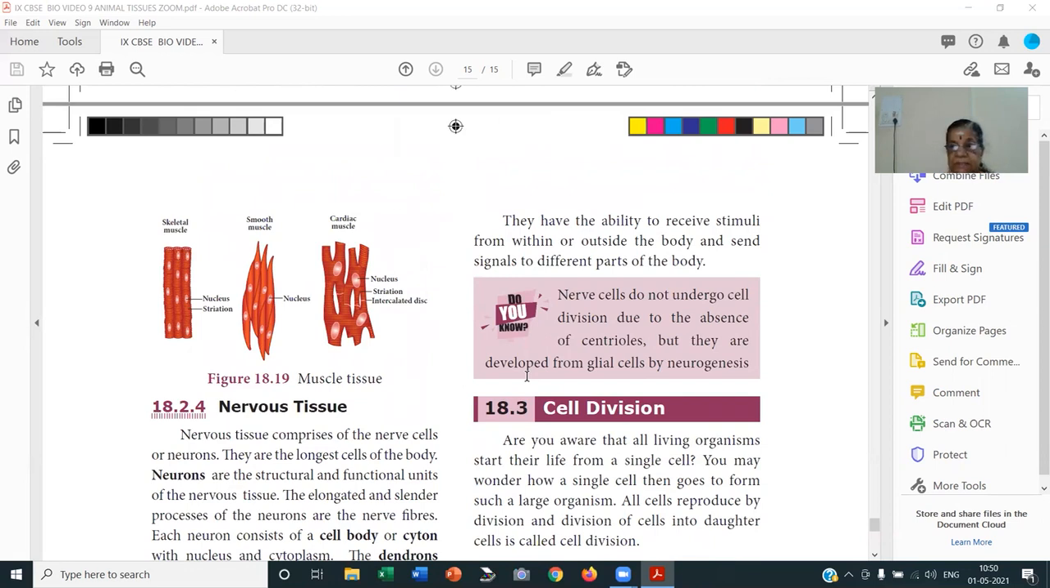And then this nerve cell has the ability to receive stimuli from within or outside the body and send signals to different parts of the body. I hope you understand. And nerve cells do not undergo cell division due to absence of centrioles, but they are developed by glial cells by the process called neurogenesis. Additional information. I hope you understand.